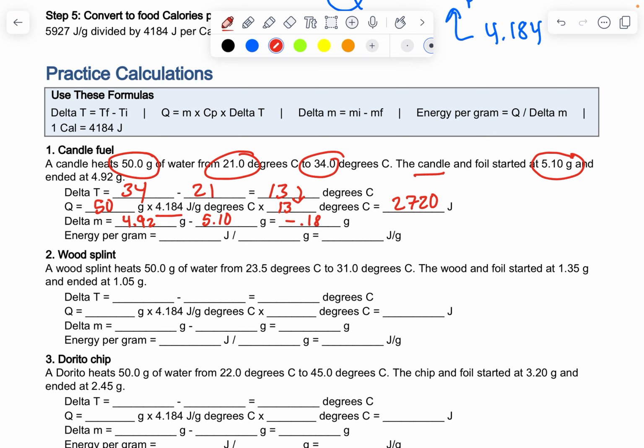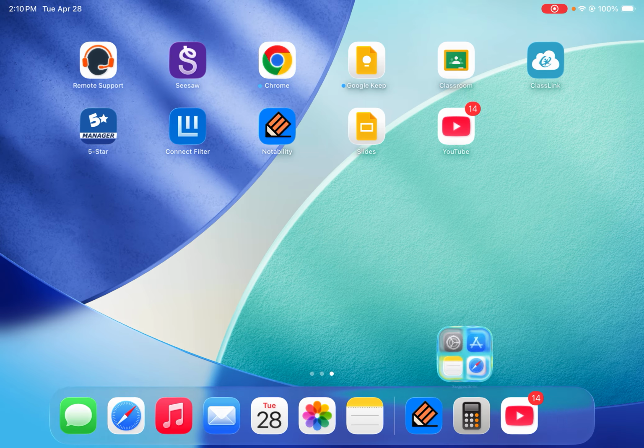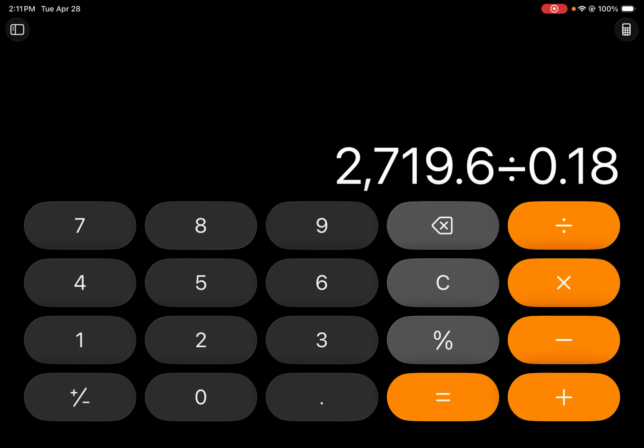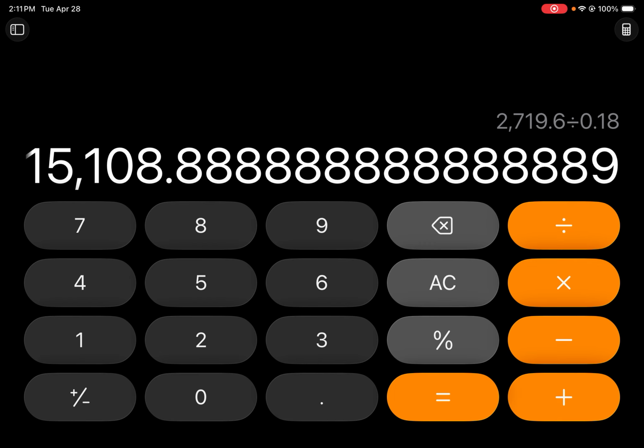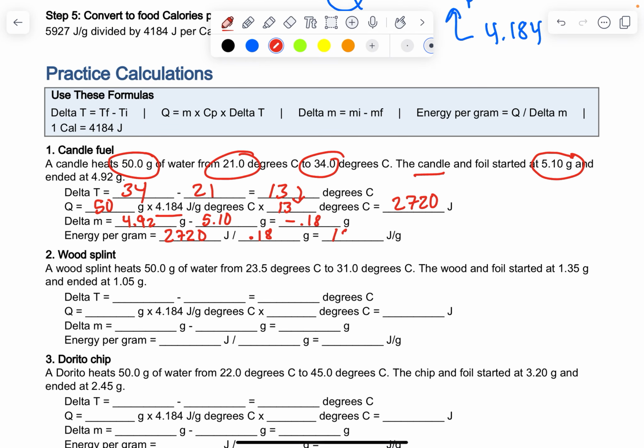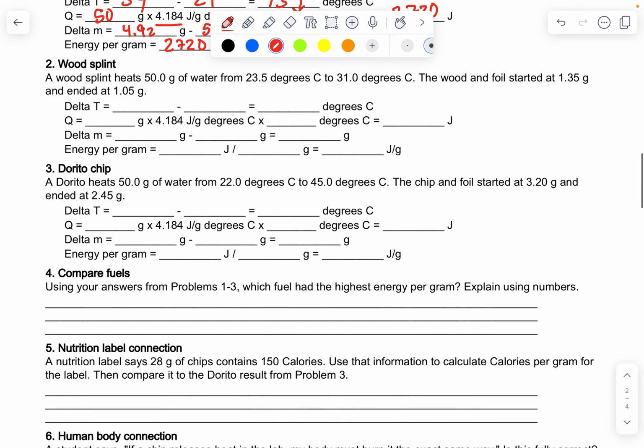Then, in order to find the energy density, we divide the energy released, 2,720, by, I'm going to drop the negative because I want the absolute value of this. That's more useful to me. So I'm going to go ahead and divide this by 0.18. It's 15,109 joules. So 15,109 joules. And that's basically how to do these calculations.